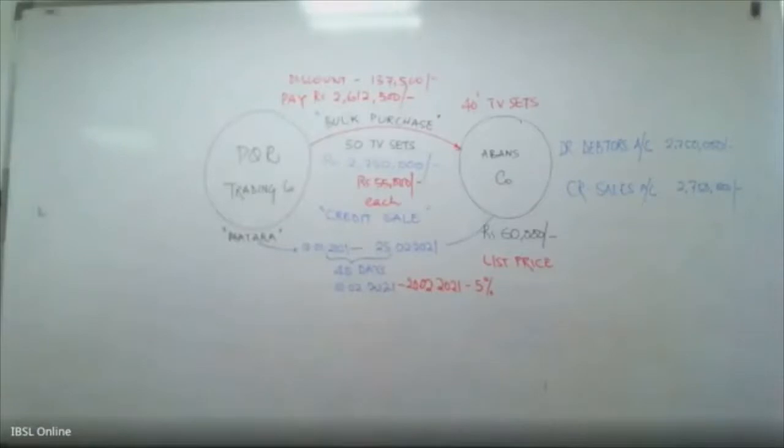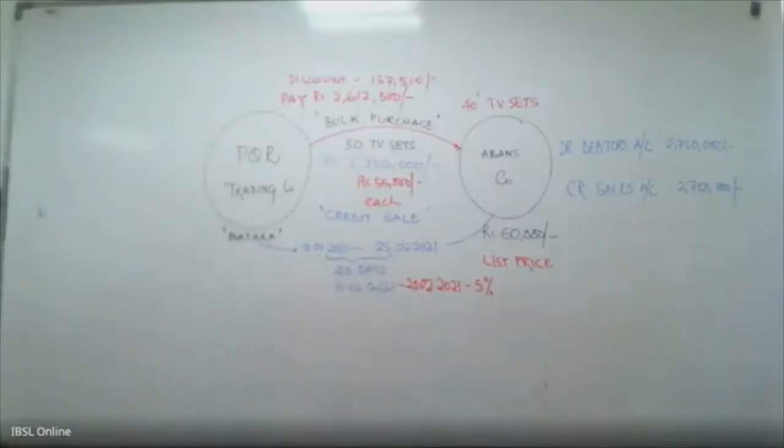Now PQR Trading Company is motivated. Why? Earlier when they wanted it at 50,000 rupees, Abans said no, I can't give you. The maximum that I can give you is 55. Somehow PQR Trading Company agreed to that. But now Abans is coming and saying, look, if you settle this payment prior to this date, I will give you another 5% discount. That means I am going to get another 2,750 per TV set. So PQR Trading Company is happy now and they are making arrangements to make this payment prior to February 20th.